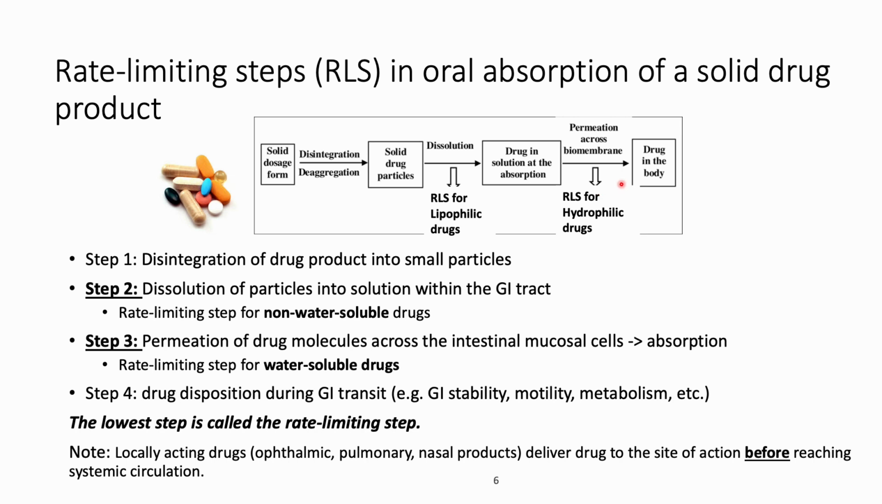In step 4, when the drug is absorbed and distributed into the GI tract, other factors like stability, motility, and metabolism will influence the fate of the drug. In general, the slowest step of the process of drug absorption is called the rate limiting step. Mostly, there are two rate limiting steps: dissolution and permeation. If the drug is not water soluble, the rate limiting step will be dissolution. For a drug that is water soluble, the rate limiting step will be permeation.